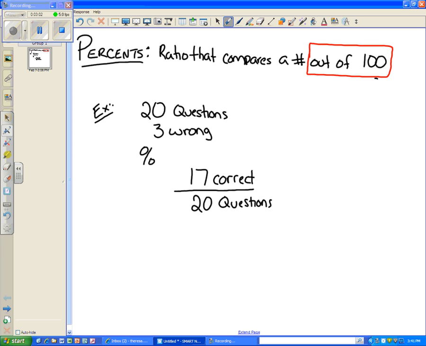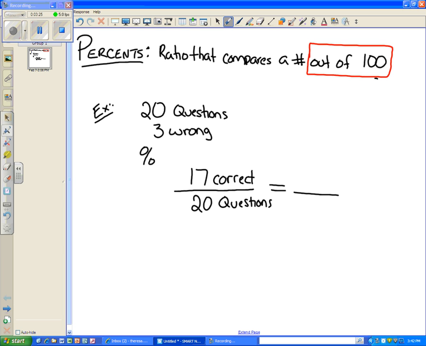So again, you want to look at that fraction and understand what has to be true about this percent. Since it's 17 out of 20, I know that it's more than 50%, because 50% would be 10 out of 20. I also know that it's less than 100% because I did not get all the questions correct, 20 out of 20. So what percent is that?